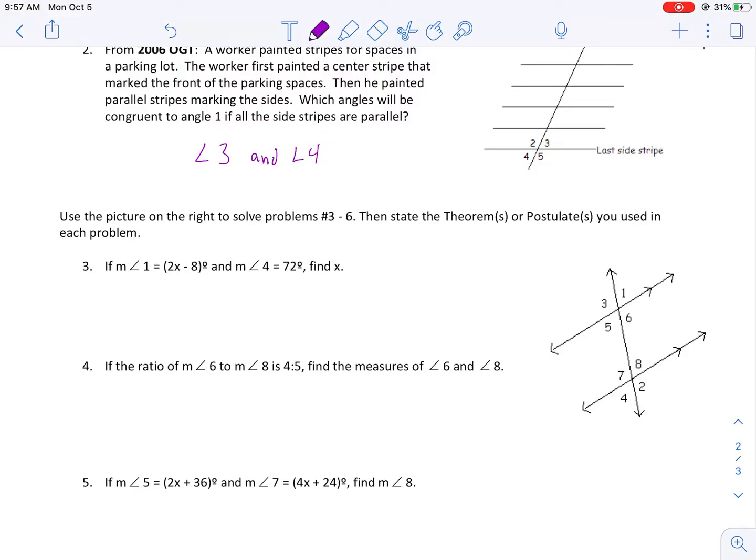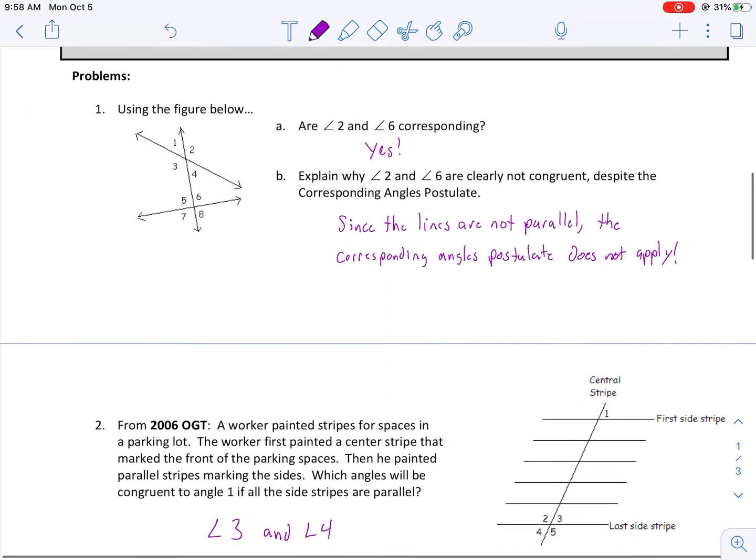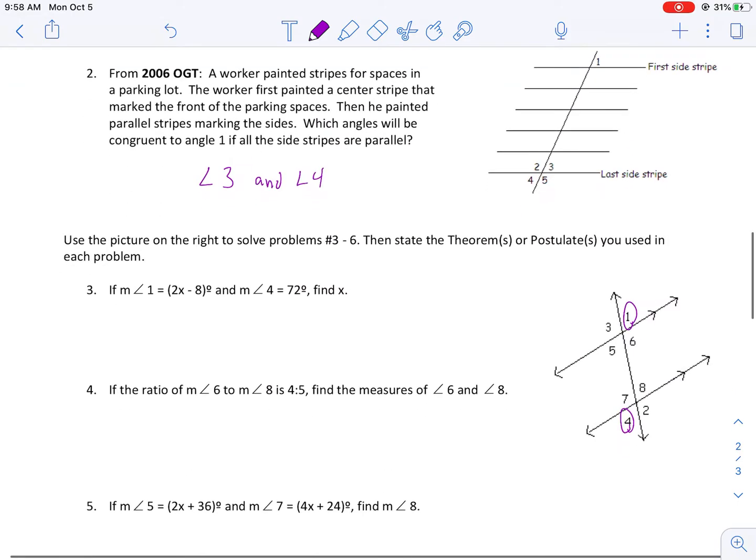Okay. All right, so let's use this picture for numbers 3 through 6, and we'll state the theorems or postulates that we use in each problem. So kind of a little mini proof here, really. So we have the measure of angle 1 right here, and the measure of angle 4. Okay, those are alternate exterior angles. And if you come back up here, we know that alternate exterior angles are congruent.